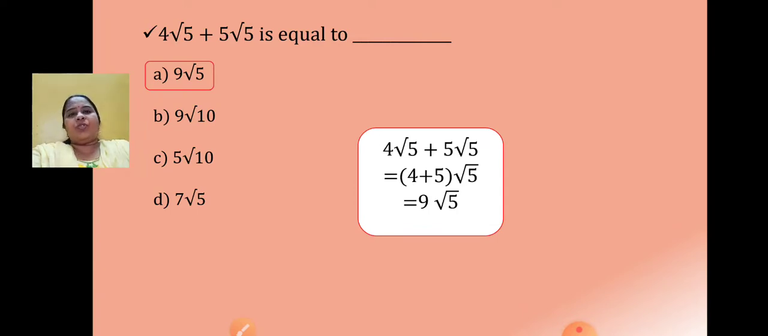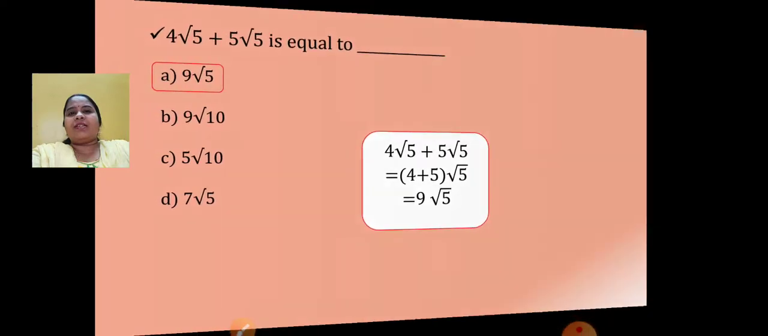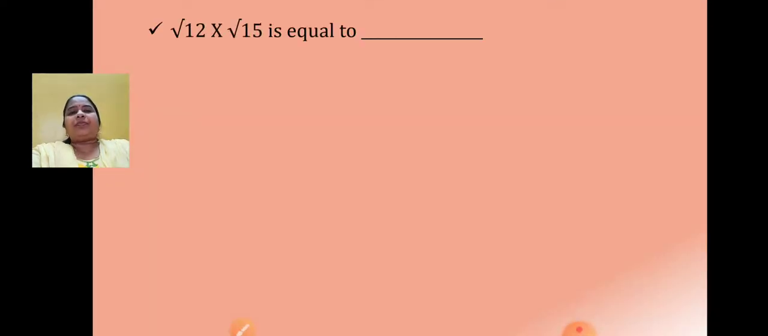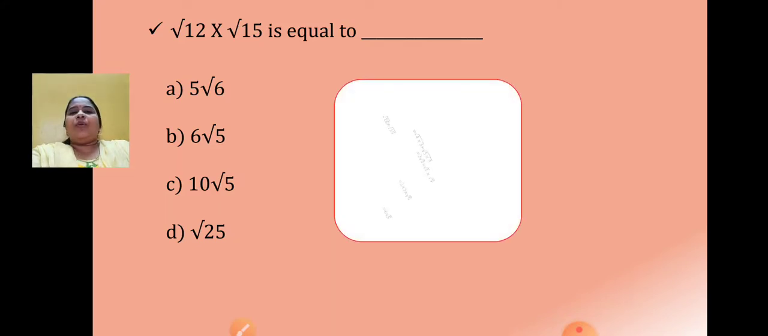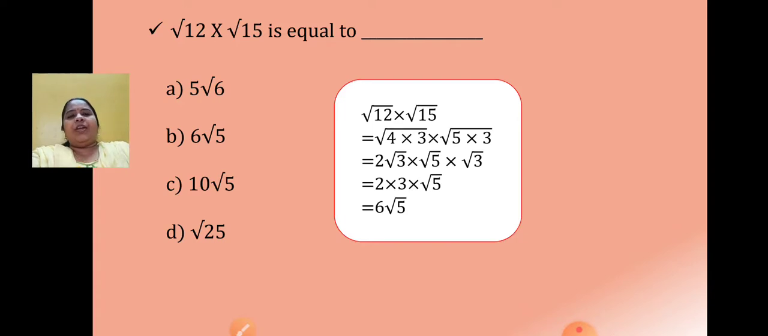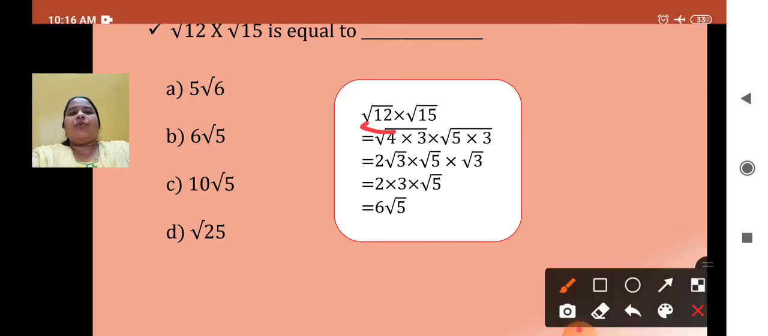It is addition of two surds, which we have done as practice set sums. See the next one. Now multiplication of two surds. Square root of 12 into square root of 15 is equal to dash. Options are 5 root 6, 6 root 5, 10 root 5, square root of 25. Okay. Now again let us work it out. Square root of 12 into square root of 15. Now try to understand this. Square root of 12. What are the factors? 4 into 3. 15. What are the factors? 5 into 3. First step is only factors I have written.